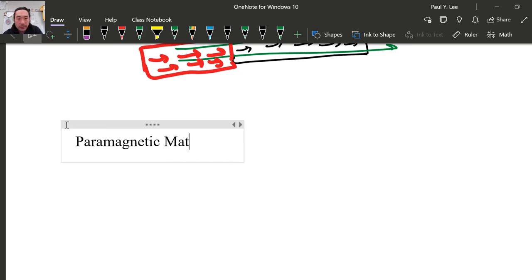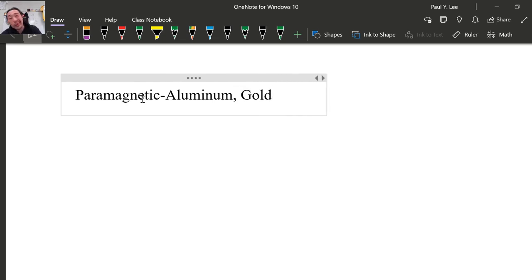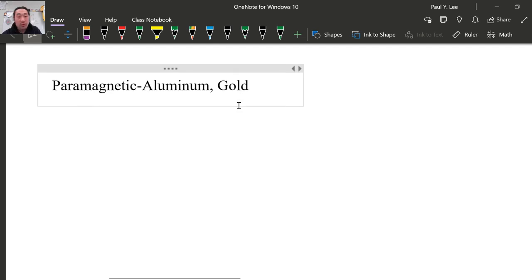All right, the other type of material is the paramagnetic materials. Paramagnetic materials oftentimes are not magnetic at all. Some common examples that we'll see are aluminum, which we use a lot in our demonstrations, and the other kind is gold. We don't really use gold for our demos here for various reasons.